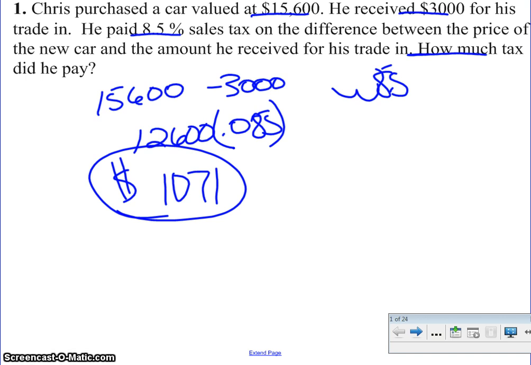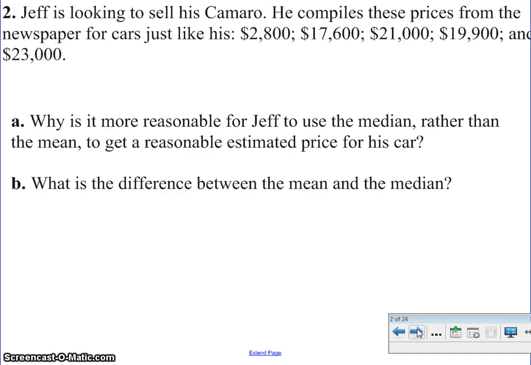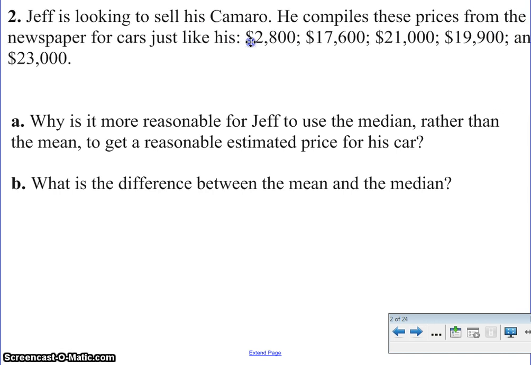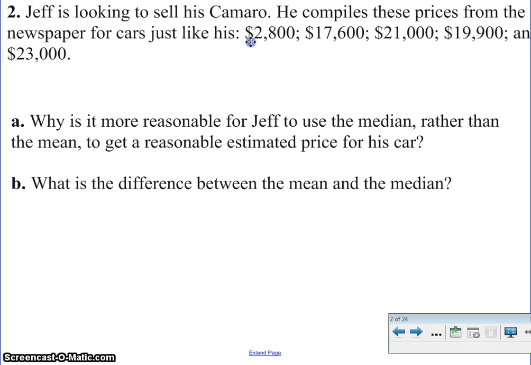All right, now let's look at number 2. It says Jeff is looking to sell his Camaro. He compiles these prices from the newspaper for the cars just like his. So if we look at this, here are all of my values. And the first question says, why is it more reasonable for Jeff to use the median rather than the mean to get the reasonable estimated price for his car?